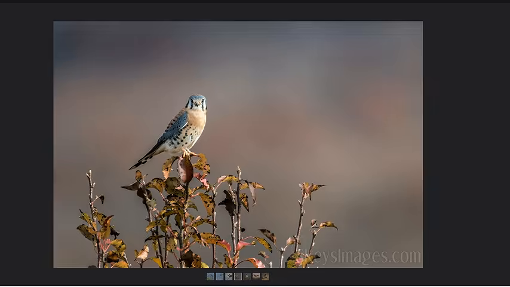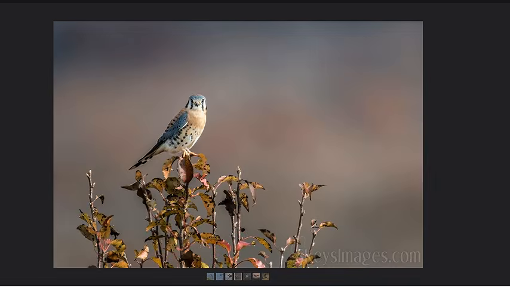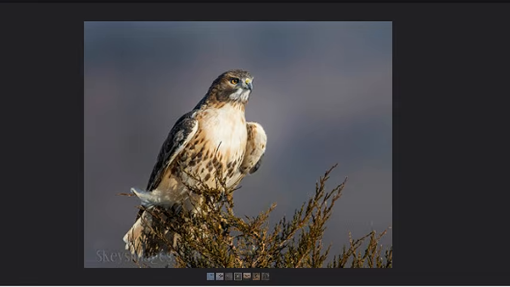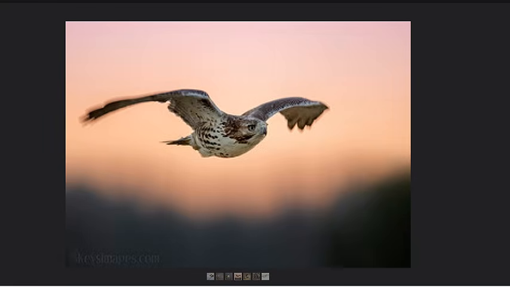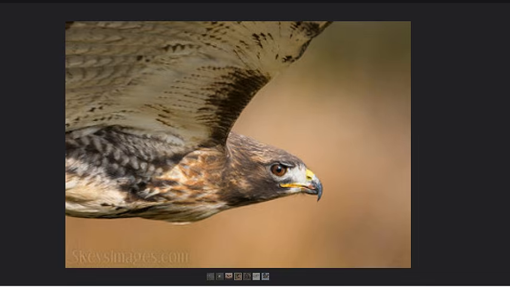And I wanted to show all of these birds just based off of behavior. These are all taken in the same area. I did a thing on raptors a couple weeks ago, and some of these were shown in there. But understanding the behavior of where these birds are going to perch really helped me get this series of images. So red-tail hawk, red-tail hawk, red-tail hawk.